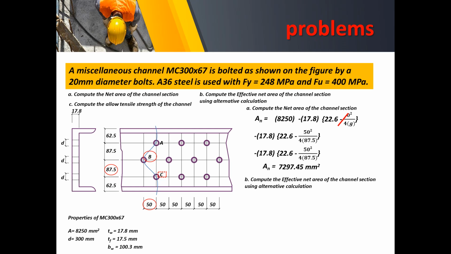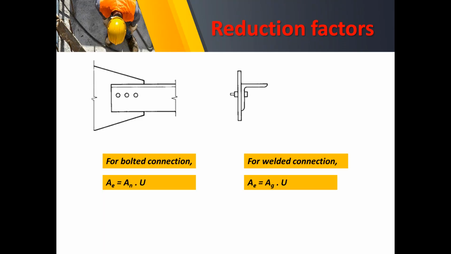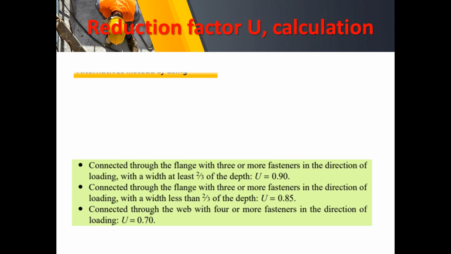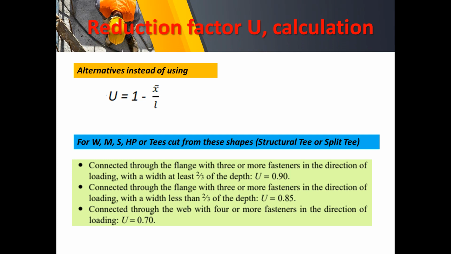Letter B. Compute the effective net area of the channel section using alternative calculation. So on the alternative calculation, all we have to do is to multiply a reduction factor to your net area. So for bolted connection, of course, we're going to use the net area, while for welded connection, we're going to use the gross area. In this case, we're using the net area multiplied by your reduction factor U. As an alternative method, we just have to take note of these provisions here, that instead of using this formula, U is equal to 1 minus x bar all over L, for W, M, S, HP, or T cut from these shapes, like structural T or split T, this provision shall be applicable on our problem.